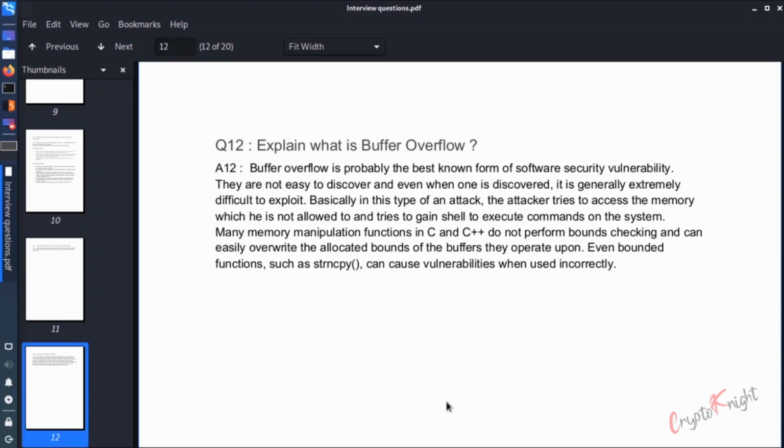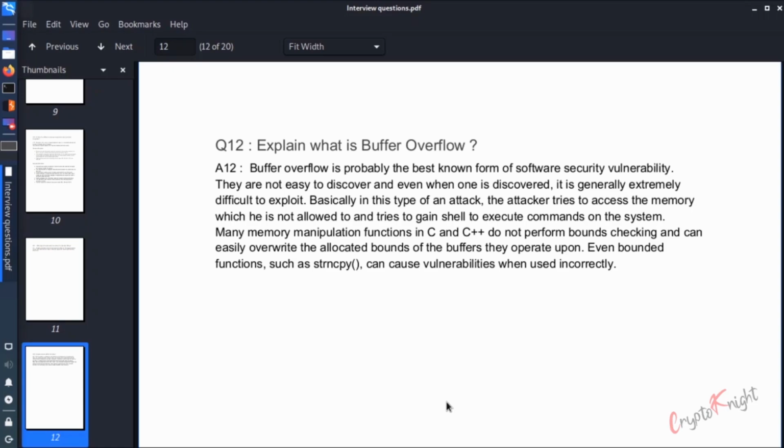So buffer overflow is probably the best known form of software security vulnerability. They are not easy to discover, and even when it is discovered, it is generally extremely difficult to exploit. Why? Because it deals with a lot of assembly code. We have to see which pointers, etc. So basically in this type of an attack, the attacker tries to access the memory which he is not allowed to and tries to gain shell to execute commands on the system.